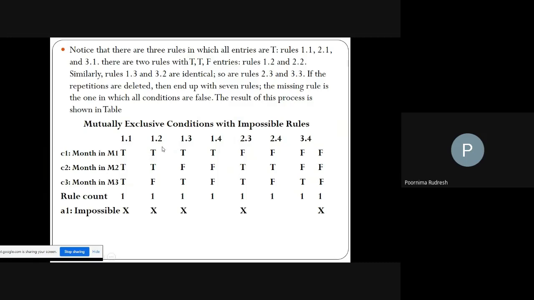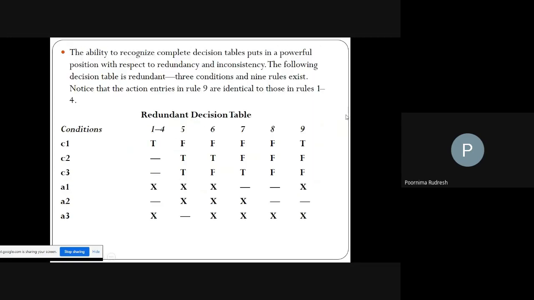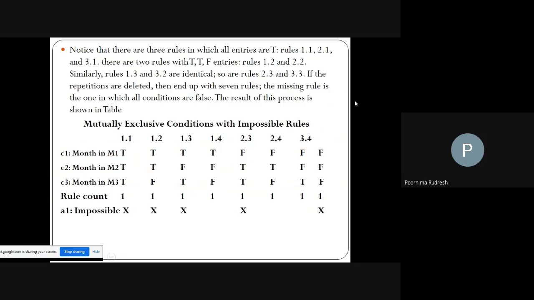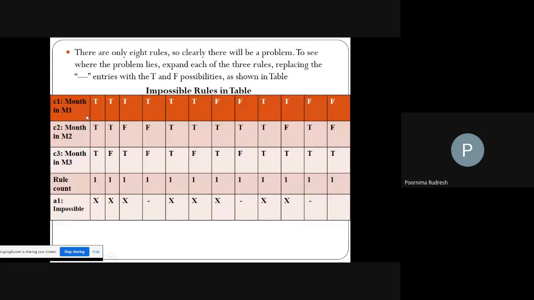Now let us consider the rule 1.1, 2.1 and 3.1. So here 2.1 and 3.1 are not represented. See, okay. Here, if you consider this is 1.1, 1.2, 1.3, 1.4. Okay, next it is 2.1, 2.2, 2.3, 2.4. Then it is 3.1, 3.2, 3.3, 3.4. Okay, clear. So now we'll consider the 1.1.